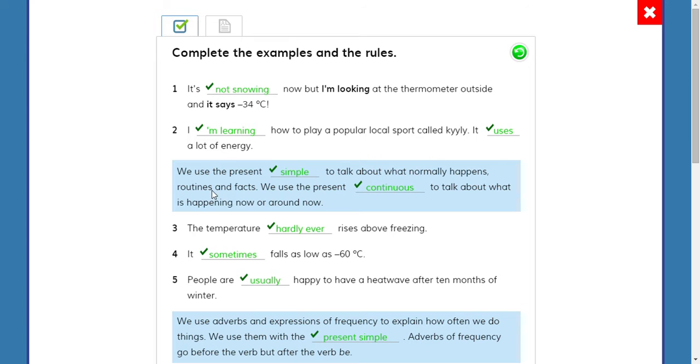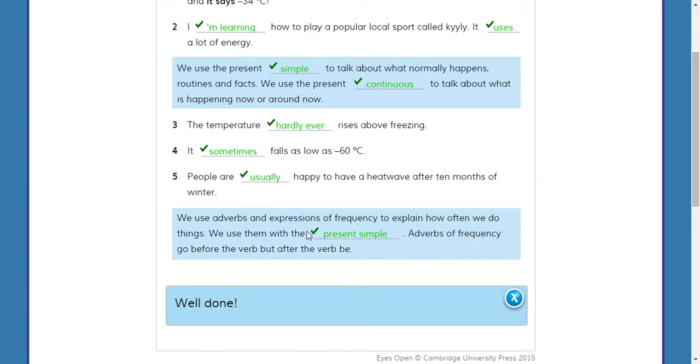In this case, we use the present simple to talk about what normally happens. Number 2 could be routines or maybe facts. We use the present progressive or continuous to talk about what is happening now and around now. So, it's an activity that is in progress. And in the second part, we can see adverbs and phrases of frequency to explain how often you do things.